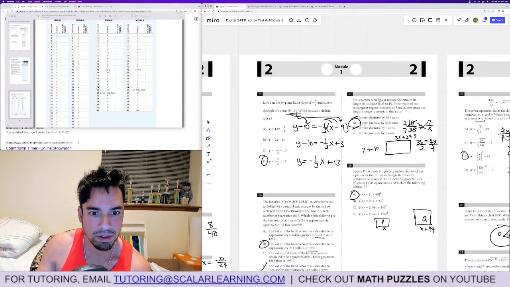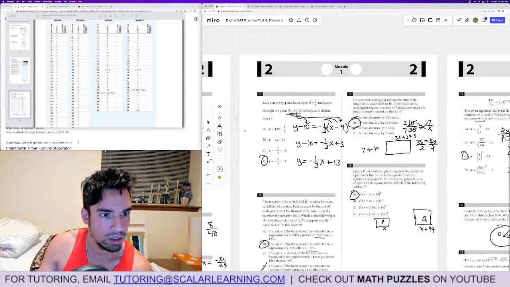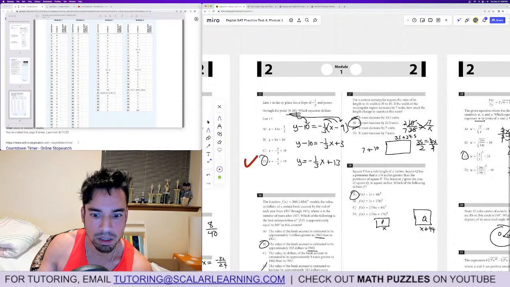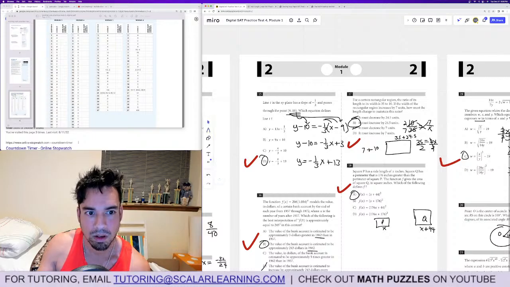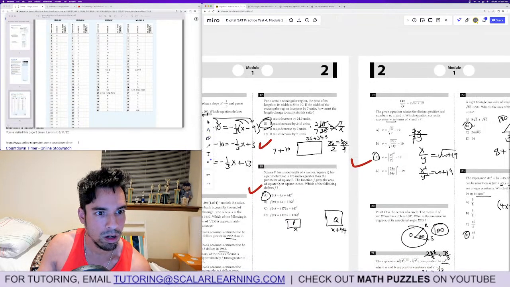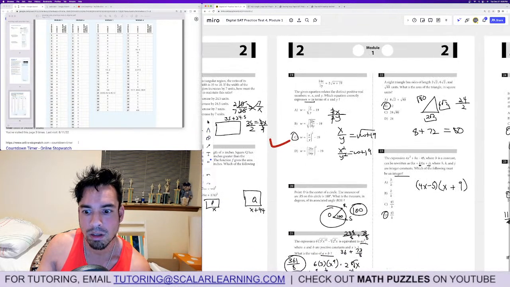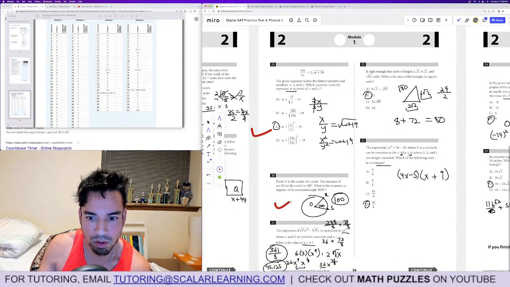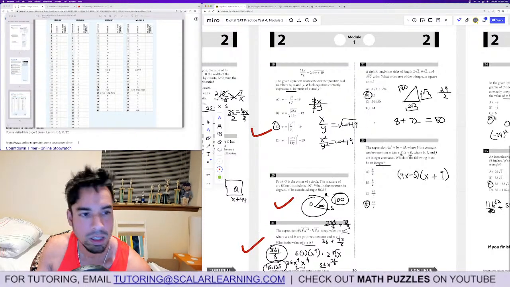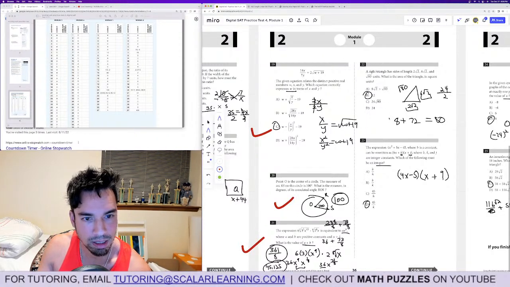All right, then we got 15 through 20. D, B, B, A, C. Boom. And then 20 and 21, 100. And let's go, that 361 over 8, so it was correct. That was weird. Okay, then 22 is B, D, C, C, D.